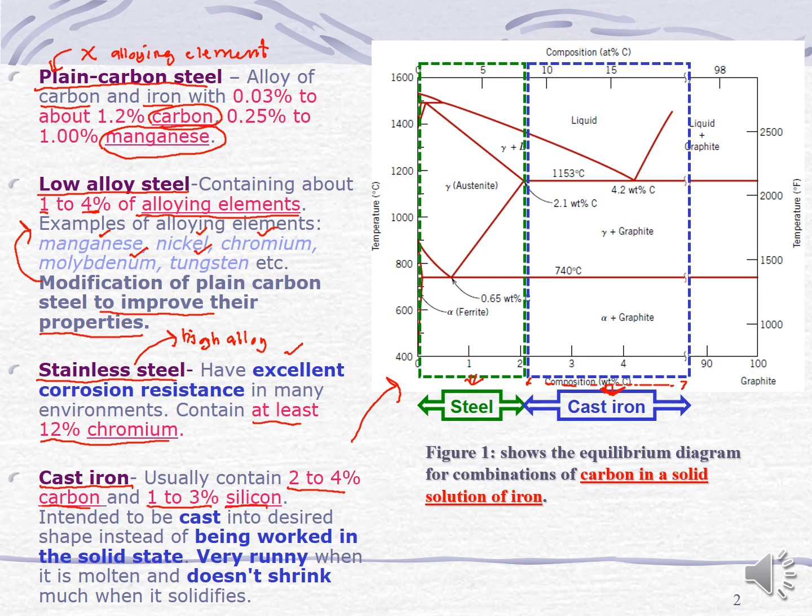This cast iron is intended to be cast into the desired shape instead of being worked in the solid state. The cast iron is very runny when it is molten and doesn't shrink much when it solidifies.